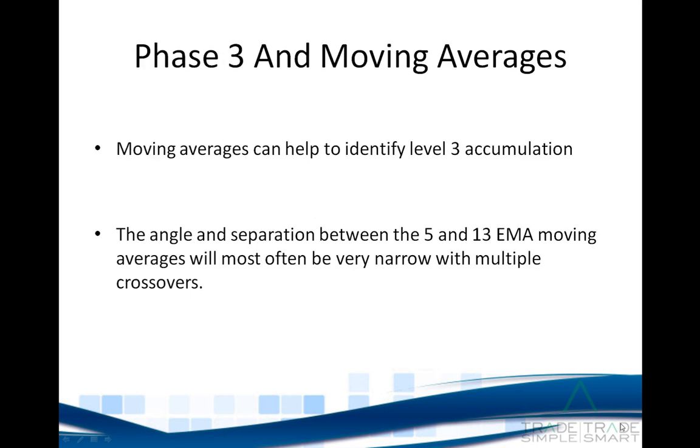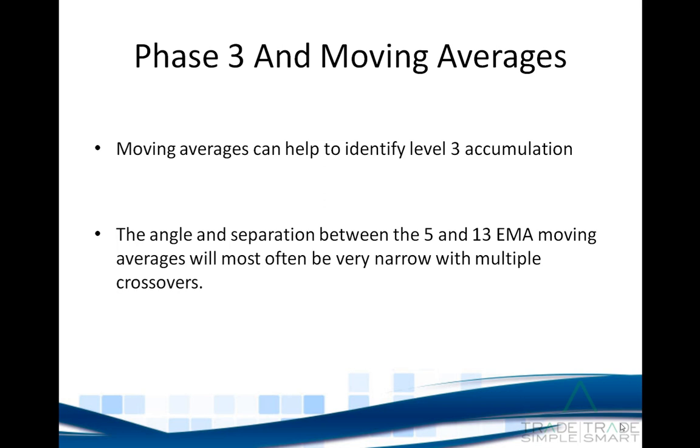A very useful tool for identifying level 3 accumulation is moving averages. By plotting two shorter term moving averages, which will effectively measure the short-term price trend of the market as opposed to the longer-term market trend, we will see multiple crossovers and a very narrow angle and separation between the two. My preference has always been the 5 and the 13 exponential moving averages.